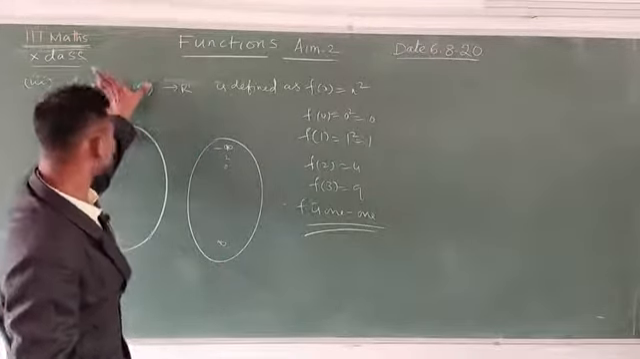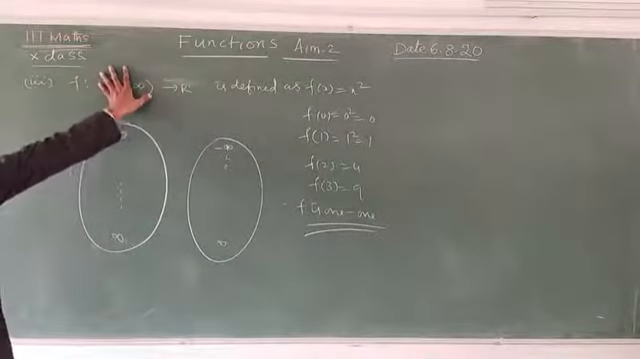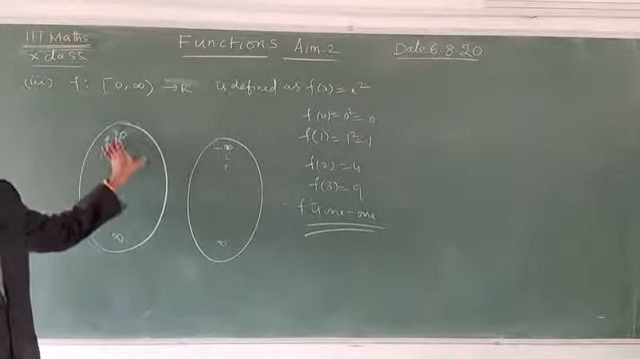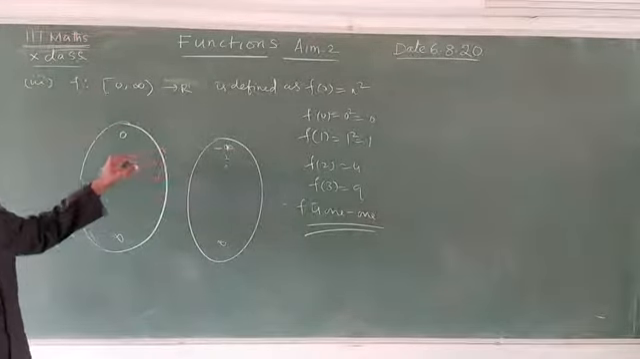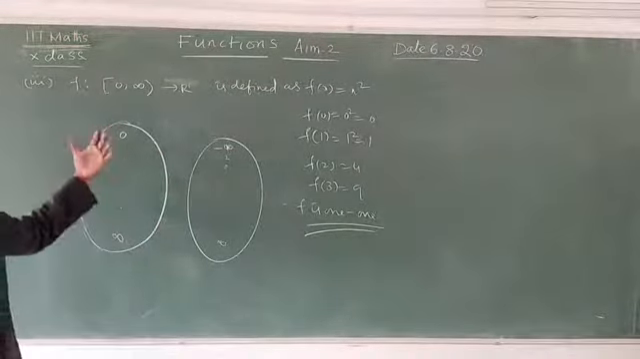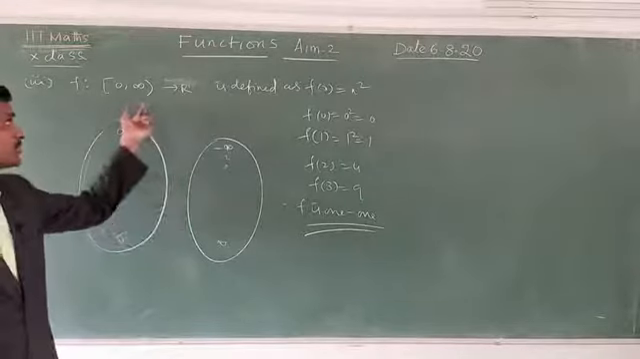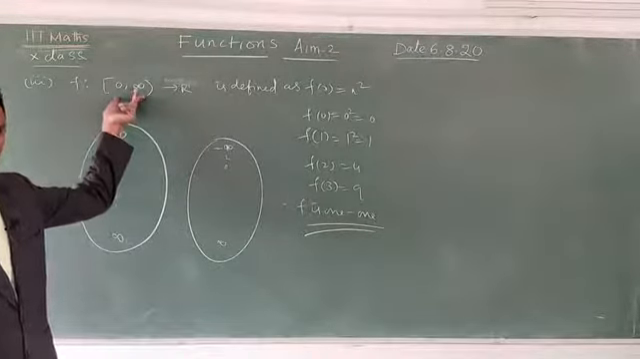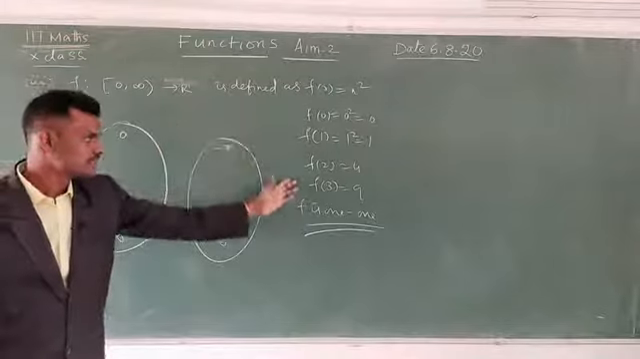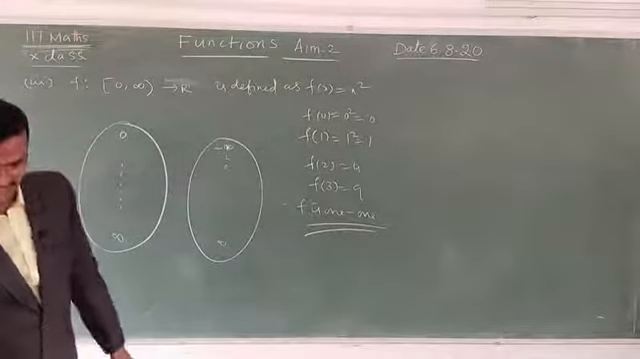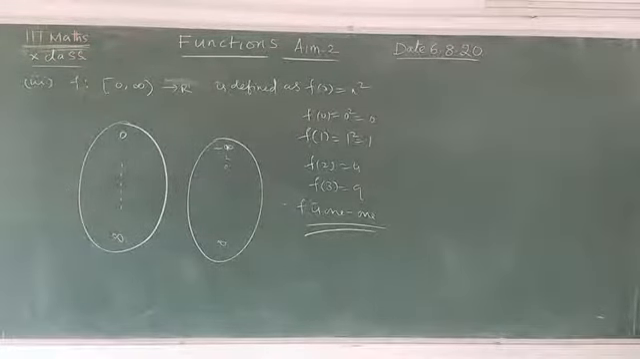Suppose in the earlier problem R was given. R means negative numbers, so negative and positive numbers of the same magnitude have the same image. Minus 1 and plus 1 have the same image. But here only positive numbers including 0 are taken. That's why different elements have different images. Then the given function is a one-one function. Note down.